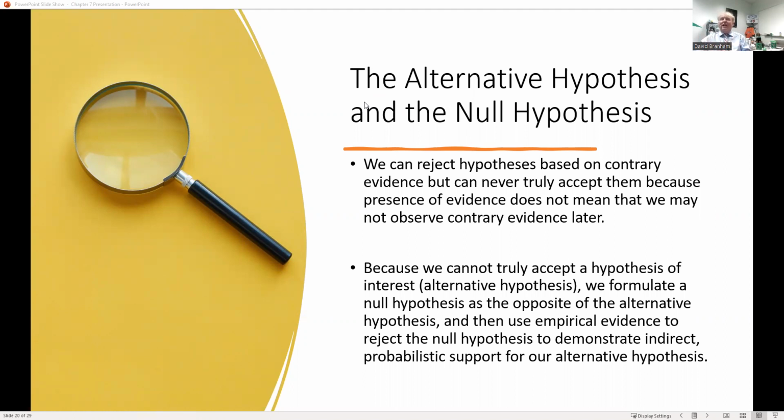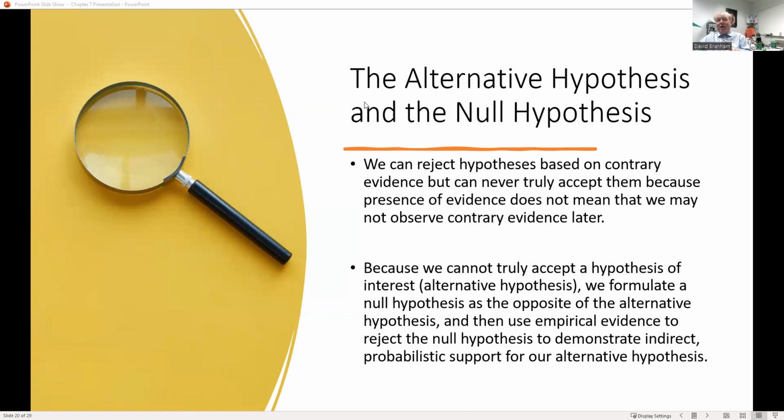Statistics never proves anything. People hear that and say, okay, statistics never proves anything, so why do we bother? Why do we bother is because it gives us a lot of evidence. It helps us understand the world better, because we can see things more clearly, but it doesn't prove anything. Like, for instance, I can't prove that the sun will come up tomorrow, but I can show you that the evidence says that it will. So we don't accept the hypothesis, but we can reject hypotheses based on contrary evidence.